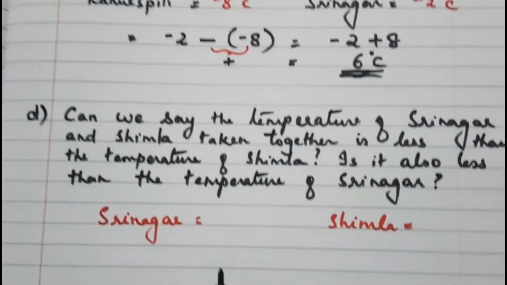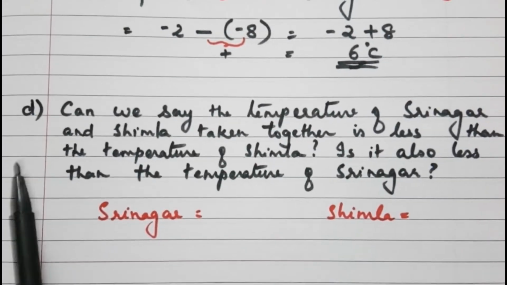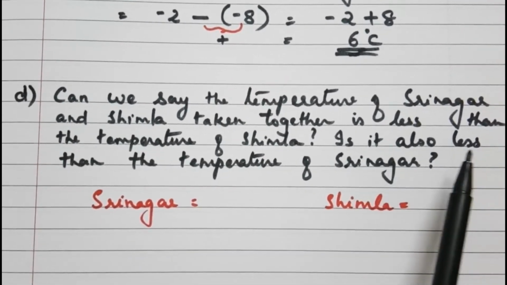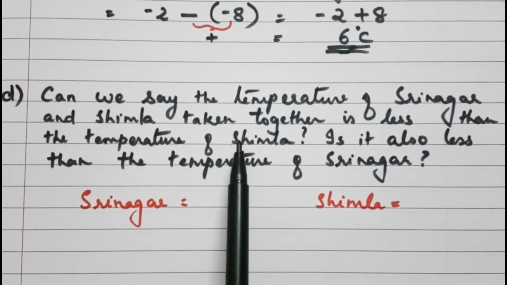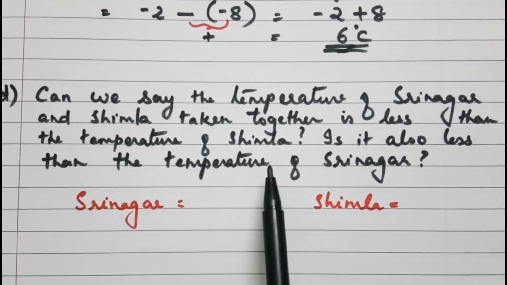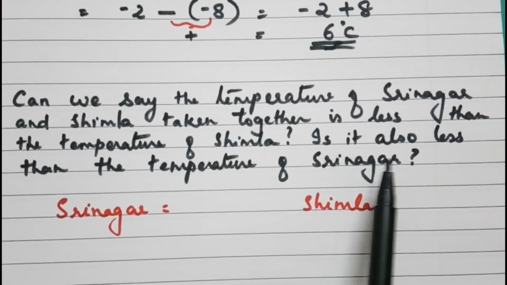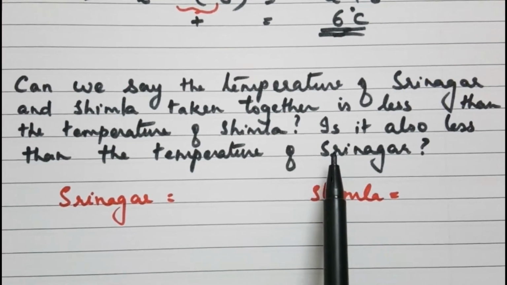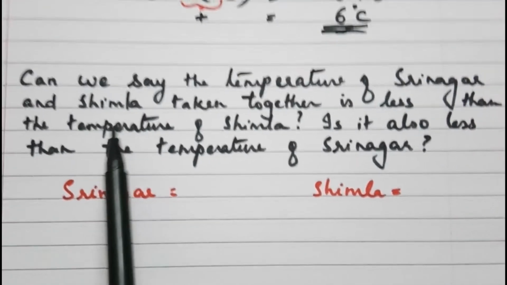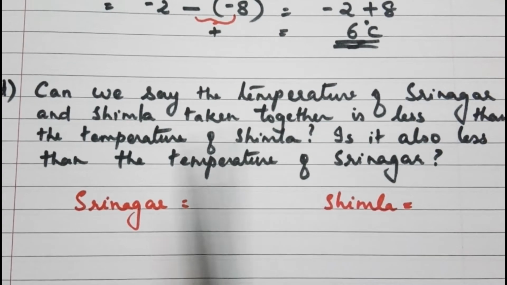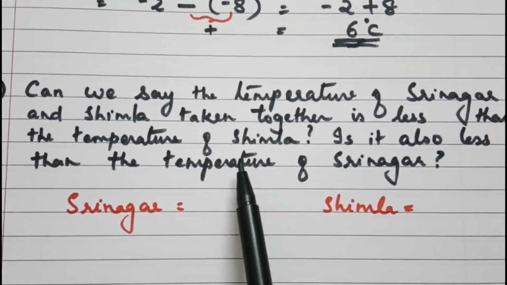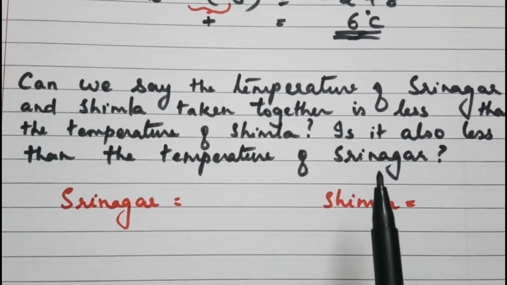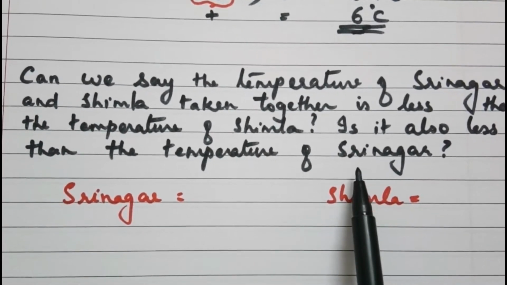Okay, so now let's move to the next question, that is question D. The question says, can we say the temperature of Srinagar and Shimla taken together is less than the temperature of Shimla? Is it also less than the temperature of Srinagar? So here we have two questions asked together. One is the difference between the temperature of Srinagar and Shimla is less than the temperature of Shimla? And the other question asked is the difference also less than the temperature of Srinagar?